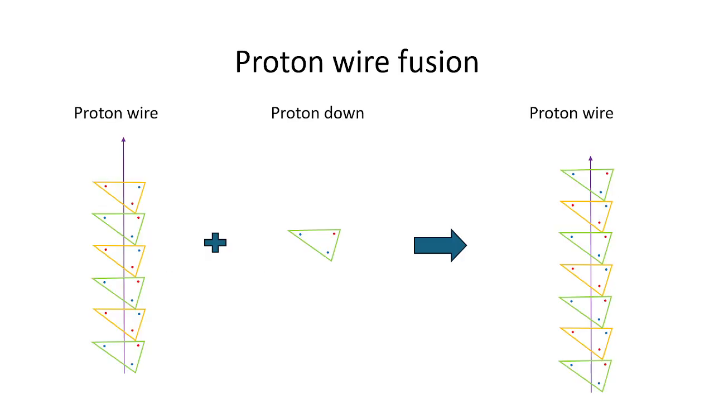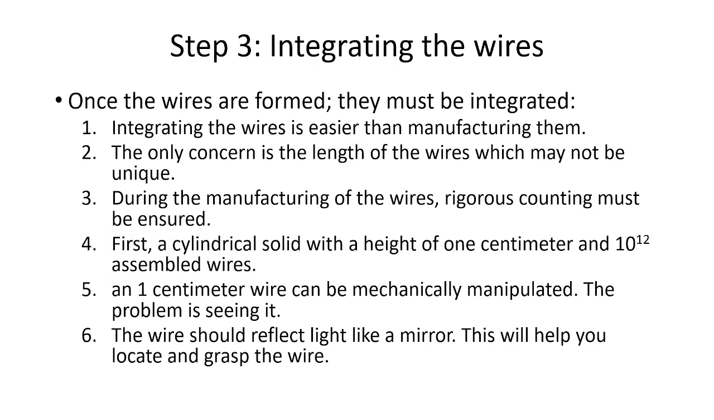Proton-wire fusion. Proton-wire plus proton down gives a greater proton wire. Step 3. Integrating the wires. Once the wires are formed, they must be integrated.